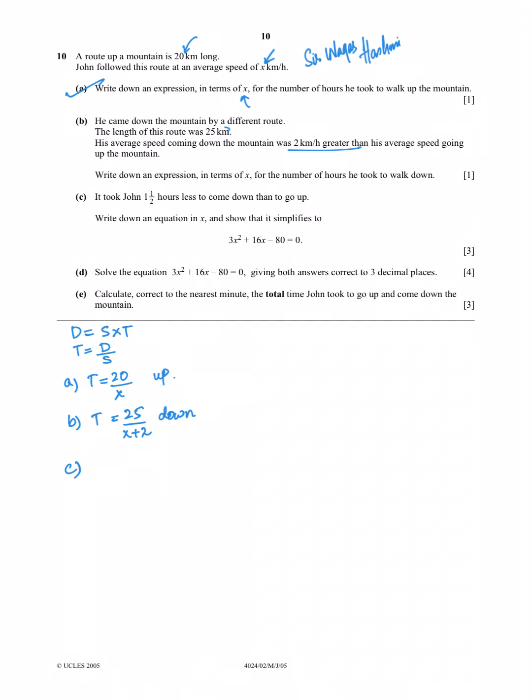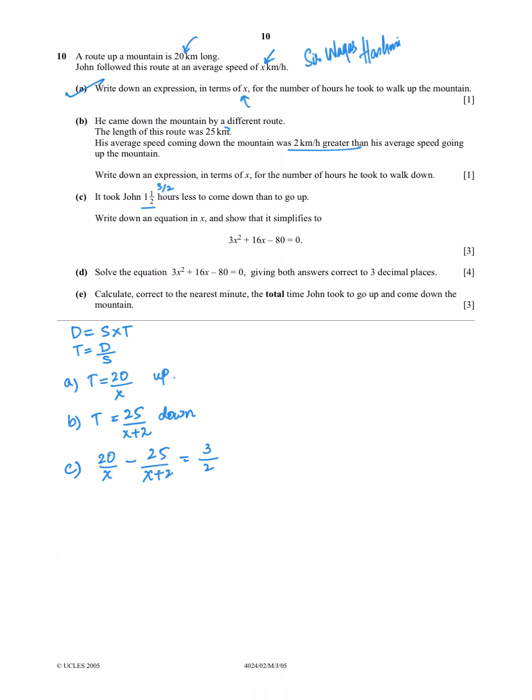I got two expressions of time. In third part, it says that it took John 1 whole 1 upon 2 hour. What does it mean? If you convert it, it will be 3 divided by 2 hours to come down than to go up. Now that means that he is coming early as compared to going upward. So that will be very easy. It is 20 divided by x minus 25 divided by x plus 2, and the time is given, that is equals to 3 divided by 2.